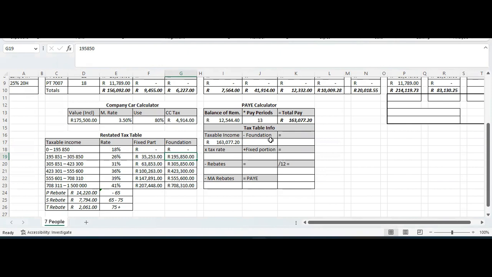Okay, let's get back to employee 1. Let's subtract the foundation. That is not there because we see that 163,077 is obviously less than 195,000. It's 32,000 less. So there is nothing to subtract there.